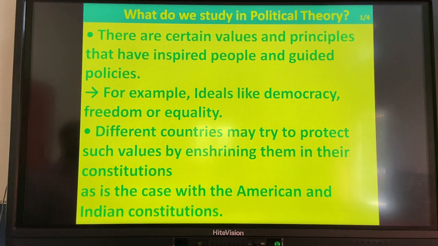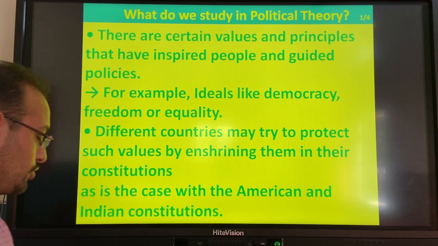What do we study in political theory? There are certain values and principles that have inspired people and guided policy. For example, ideals like democracy, freedom or equality. Different countries may try to protect such values by ensuring them in their constitutions, as is the case with the American and Indian Constitution.